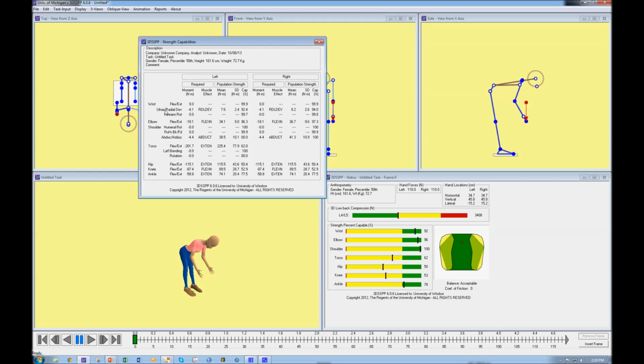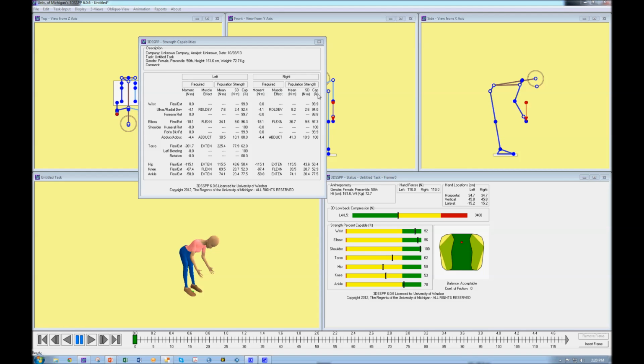Comparative to, let's say, the ulnar radial deviation of the wrist, where the moment required at the wrist is only 4.1 newton meters, the population mean is 7.6 with a standard deviation of 2.4. We are relatively far away from our mean, and thus the strength capability associated with this moment demand and capacity calculates out to 92% of the population having the strength to do so.